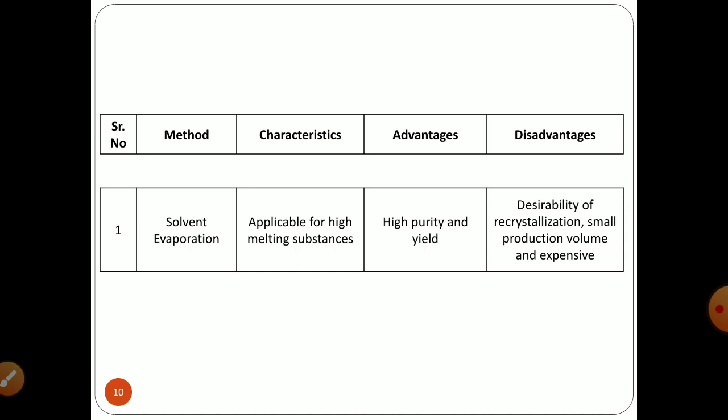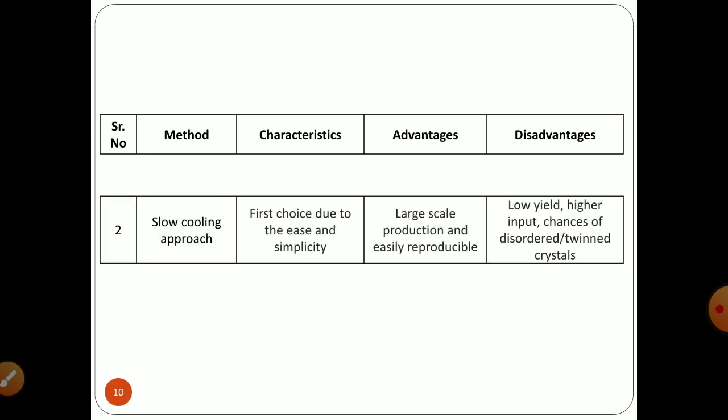So you can have different potential polymorphs once you are evaporating solvent, and you can use rota evaporators for the same. The disadvantage associated with this method is desirability of recrystallization. Means you can have the compounds that need to be recrystallized. The second method is slow cooling approach. This slow cooling approach technique is frequently employed for the polymorphic forms of less soluble drugs in the solvent systems, but the solvent systems having boiling point ranging from 30 to 90 degree Celsius.